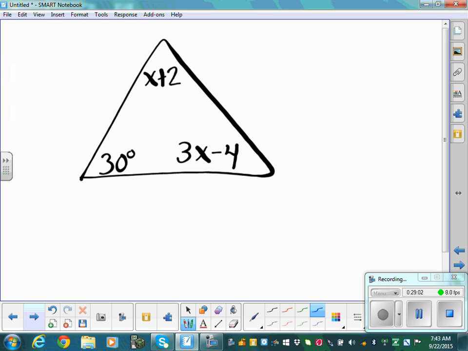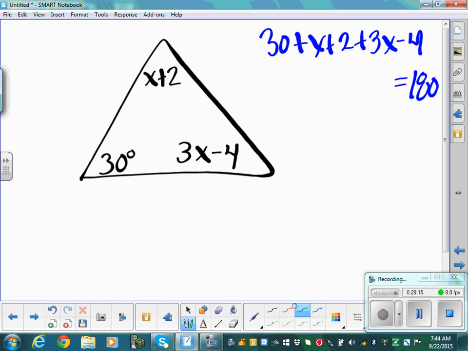Okay, let's write a true statement. We won't solve for x. What would a true statement be in this one? 30 plus x plus 30 plus x plus 2 plus 3x times 4 is equal to 180. Now, guys, the reason is that all three angles of a triangle must add up to 180, right?